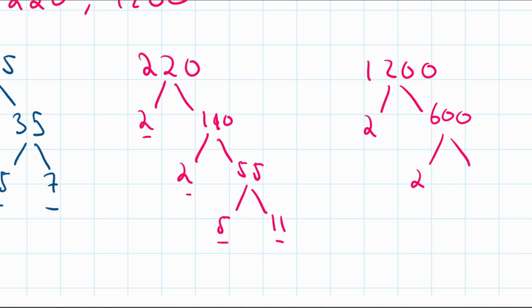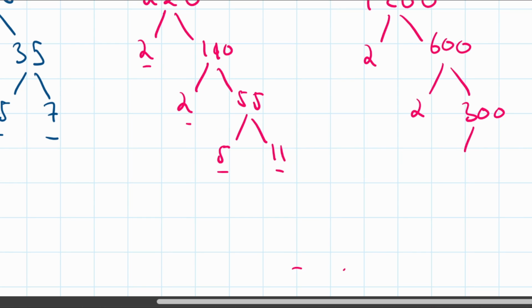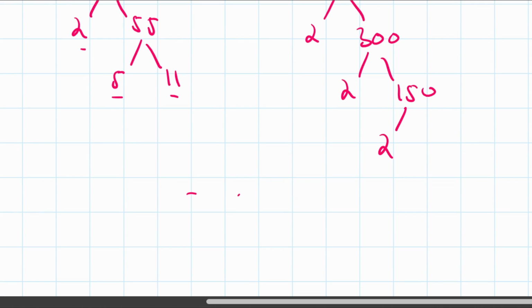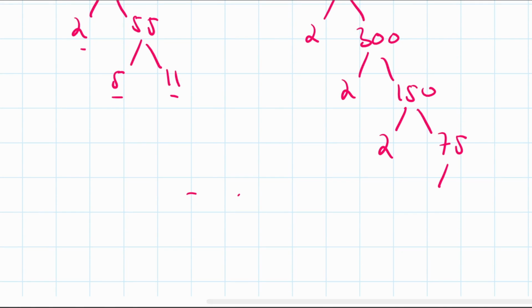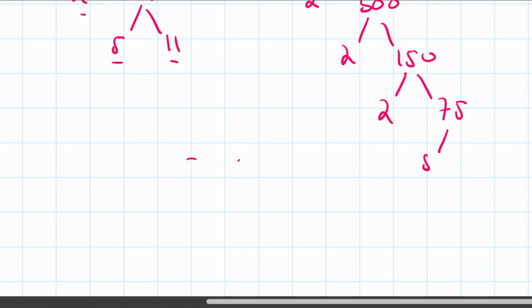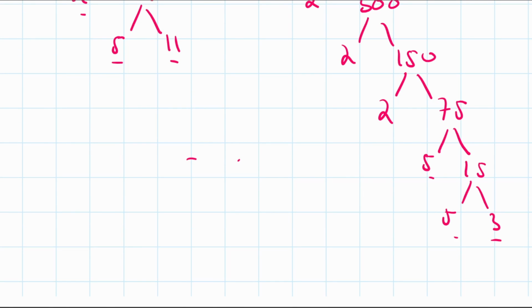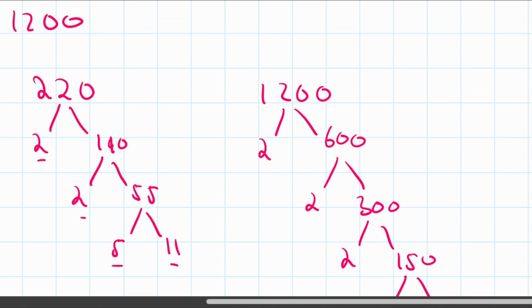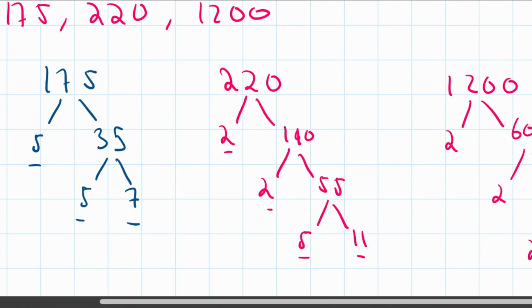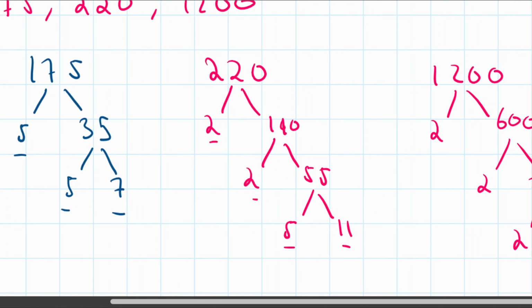And again, 2 goes into it, that becomes 300. And 2 goes into it, that becomes 150. And we can keep going. 2 goes into it, so that becomes 75. And with 75, we can say that 5 goes into it, so that becomes 15. 15, 5, and then 3. So those are our prime factors for 1200. So now we've got the prime factors of 175, 200, 220, and 1200.